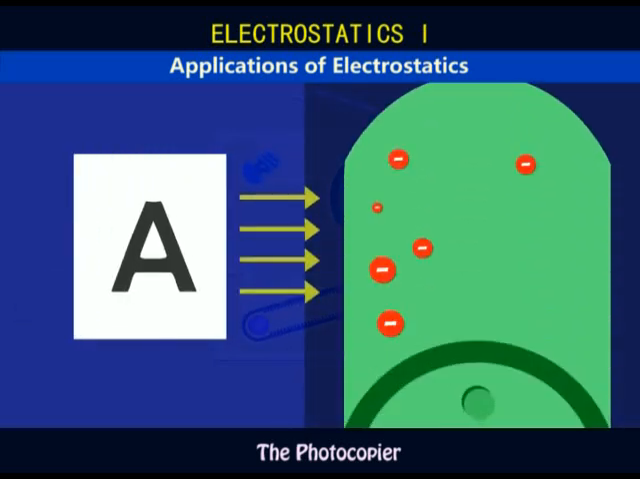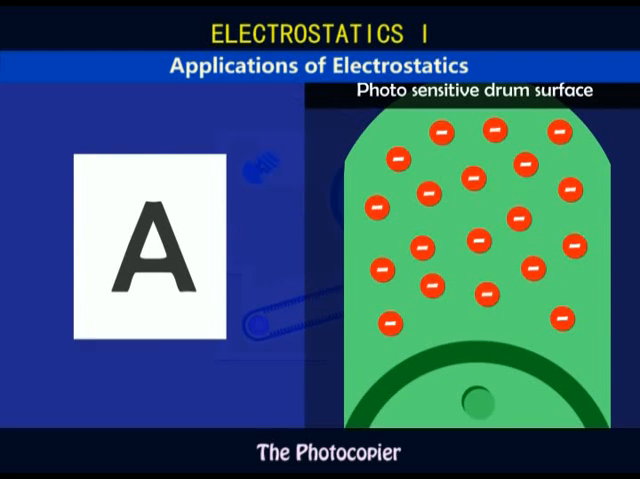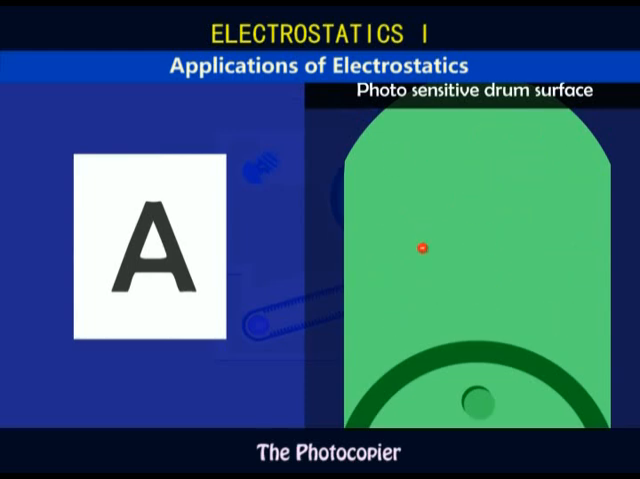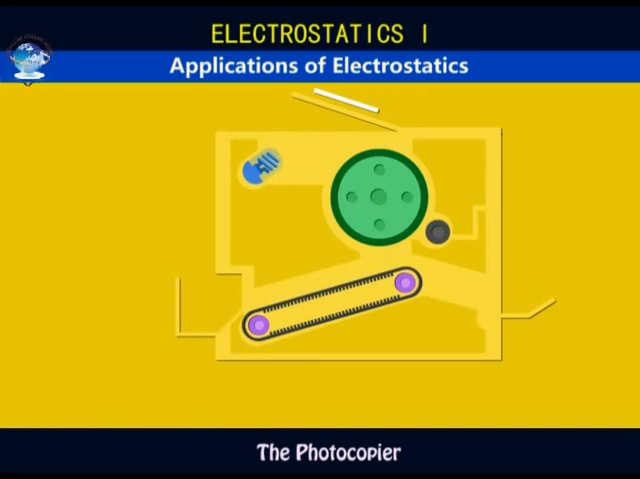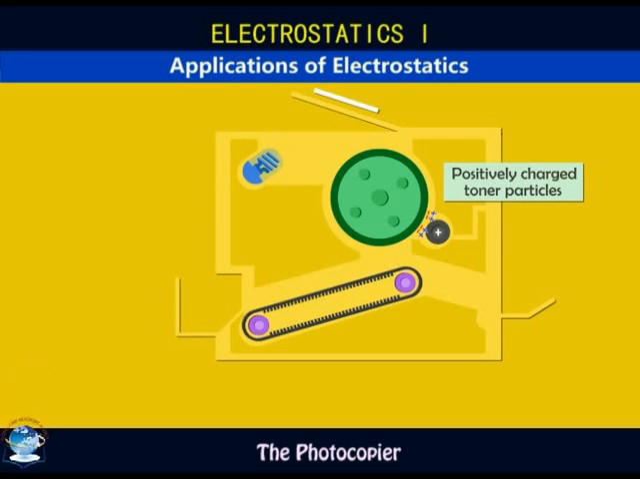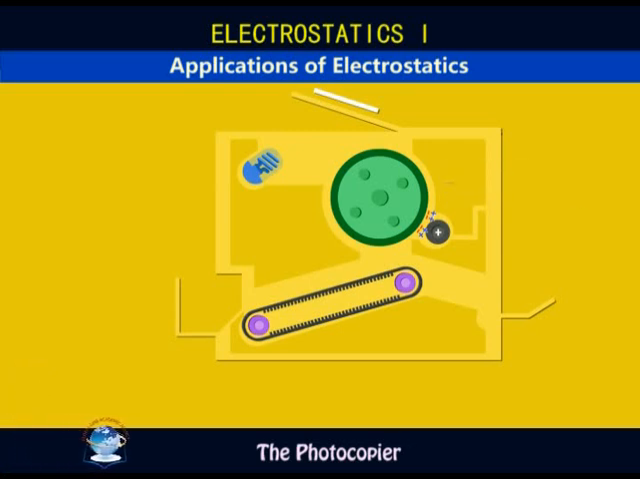When this reflected light falls on the photosensitive drum, the areas of the photoconductor which were exposed to light become conductive and get discharged, whereas the areas of the drum which were not exposed to light remain negatively charged. And therefore, we get an electrical shadow of the page on the photosensitive drum. As the drum rotates, it carries the electrical shadow towards the toner. The toner is positively charged, so the toner particles stick to the electrical shadow which is negatively charged. And so an image of the page is formed on the drum.